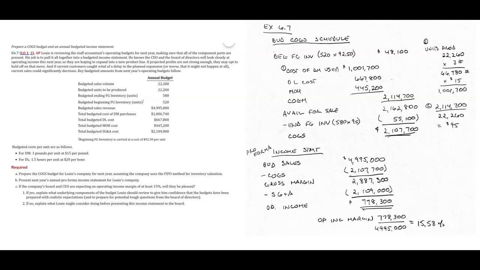Okay, this is exercise 6.7, and I think it's the fourth problem in the Procopy book, on page 67. And this is a good problem. It has both a cost of goods sold schedule in it and the annual pro forma income statement. Okay, so this is the problem over here, and this is my solution.